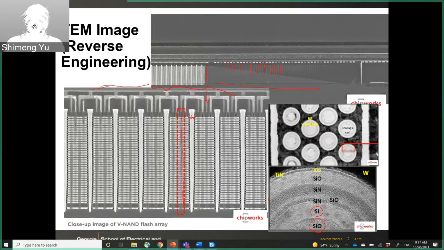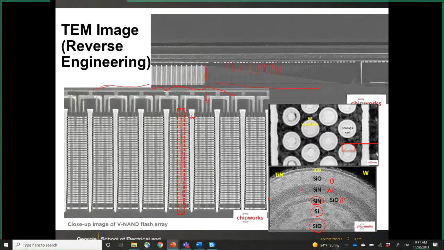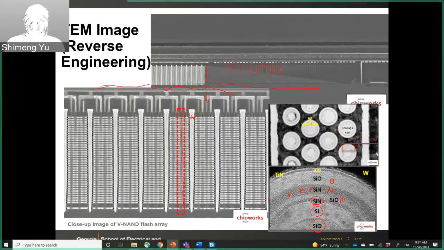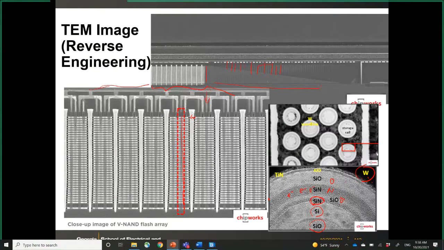So I think this should be the ONO. I don't know why there's still some silicon nitride. That actually should be ONO, like the charge trap stack. And then the electrons will be stored in this middle silicon nitride. And then we have the tungsten as a metal gate.